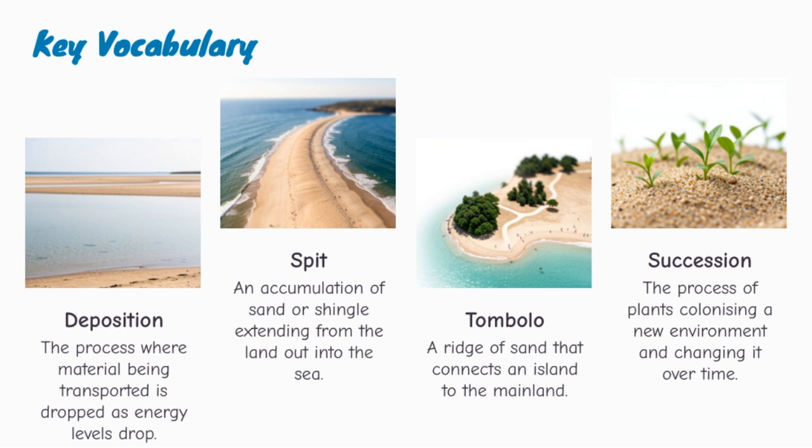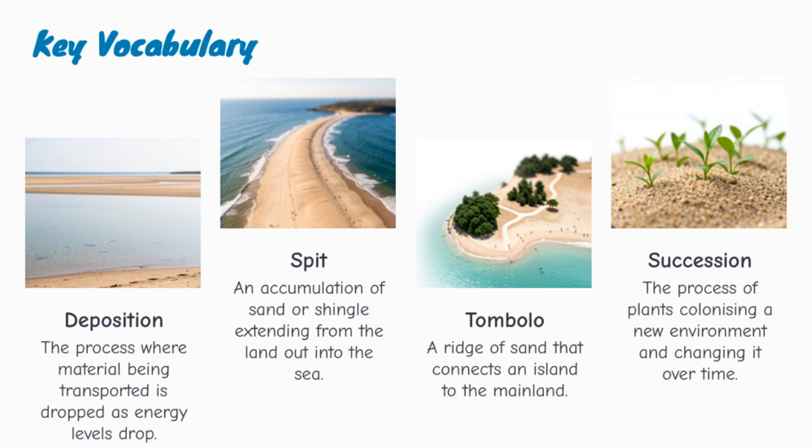The second word is spit. A spit is an accumulation of sand or shingle extending from the land out into the sea. One end is attached to the land, while the other end extends out into open water. The third word is tombolo. A tombolo is a ridge of sand or shingle that connects an island to the mainland. It forms when sediment builds up between the coast and an offshore island.